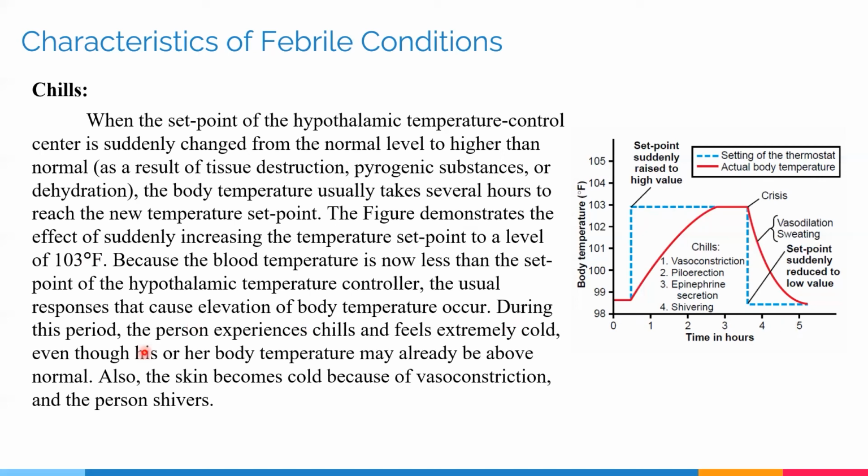During this period, the person experiences chills and feels extremely cold, even though his or her body temperature may already be above normal. That is this part of the plot where the body temperature starts rising. Also, the skin becomes cold because of vasoconstriction and the person shivers. Thus, all the mechanisms of the body which generate heat are activated in order to help the temperature rise to the new set point.